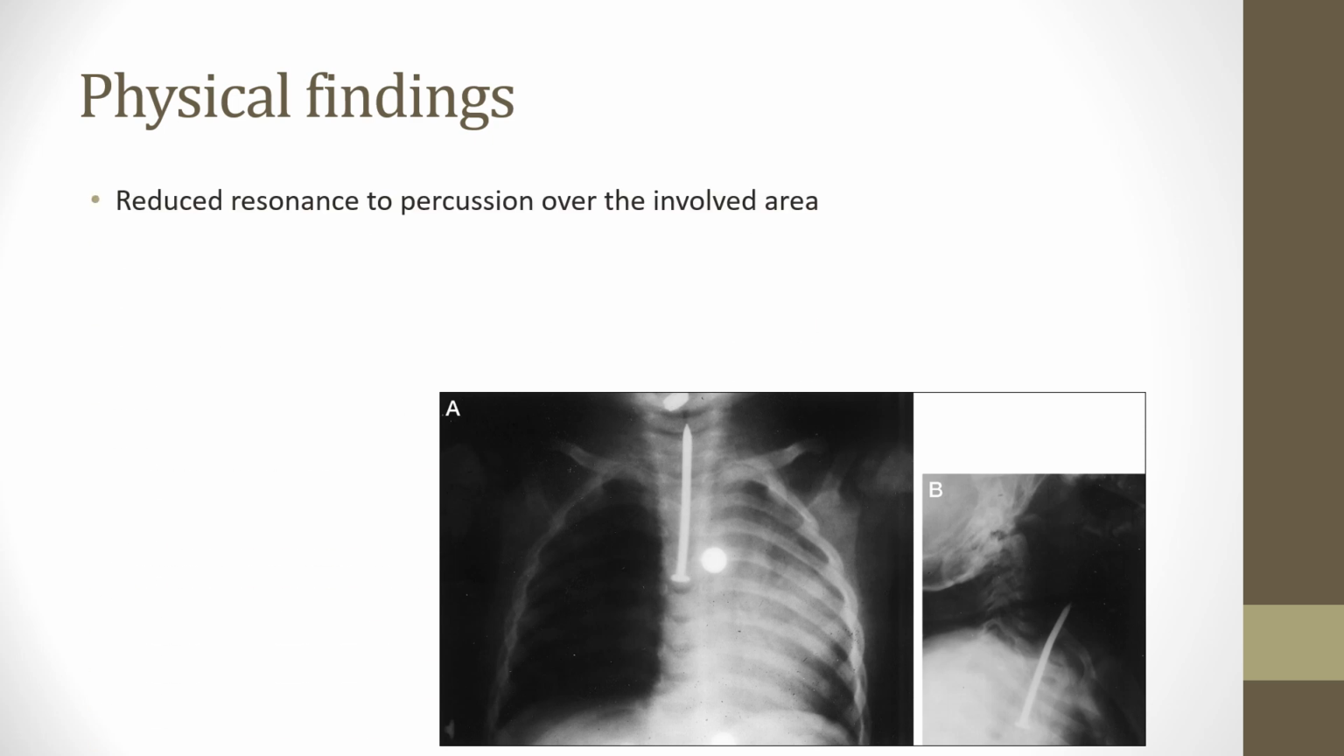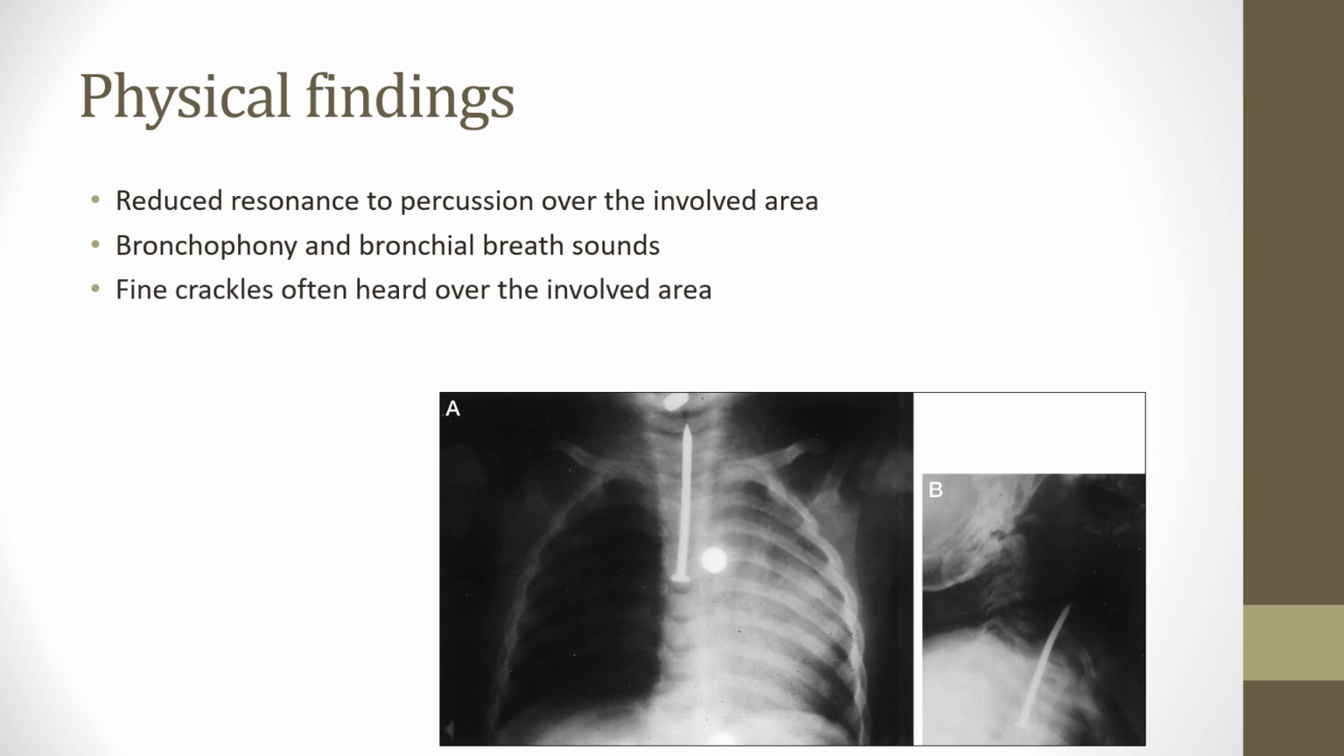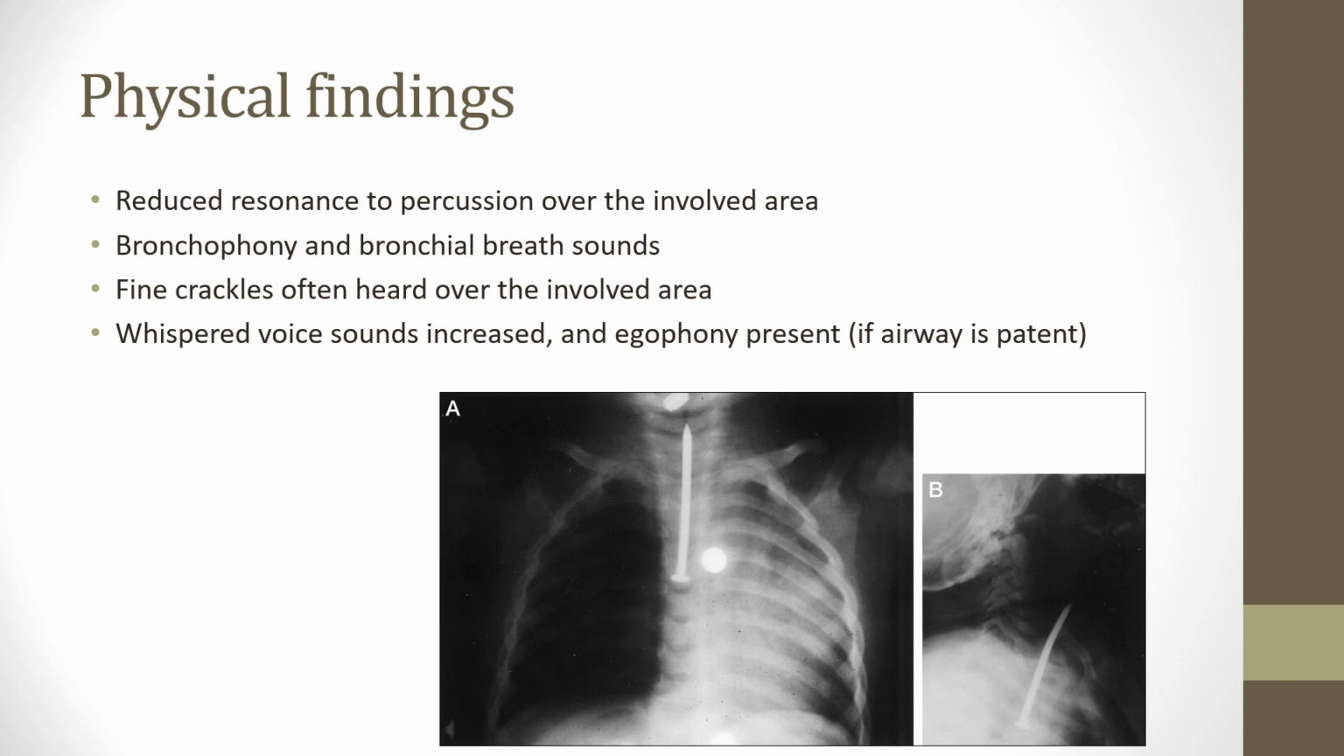Reduced resonance, obviously, not as much air is getting in there, so it's not going to be as drum-like. Bronchial breath sounds, more deep tones, of course. Fine crackles, because of the atelectasis in the area. Whispered voice sounds are increased, so egophony or whispered pectoriloquy would be present. Same thing with egophony, it would sound like an E and not an A. Tachypnea and fever could be present with this, especially the tachypnea part.